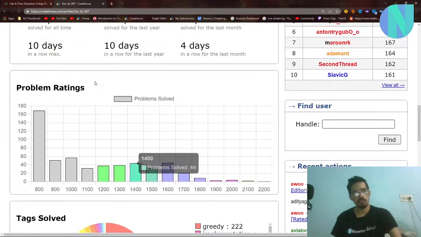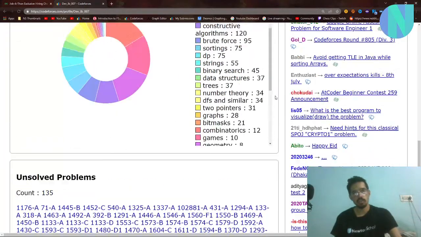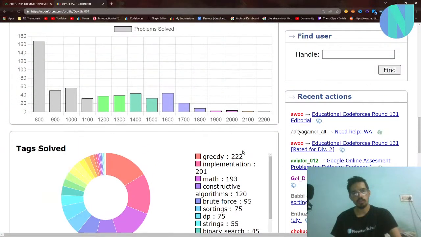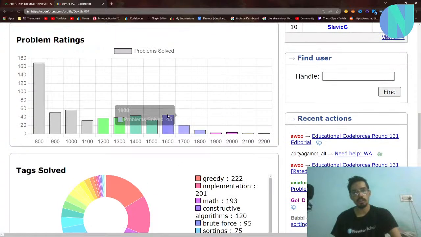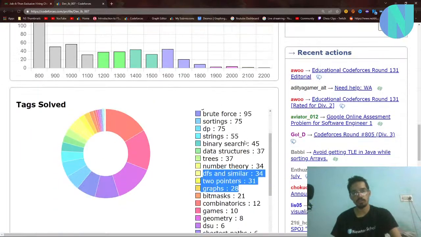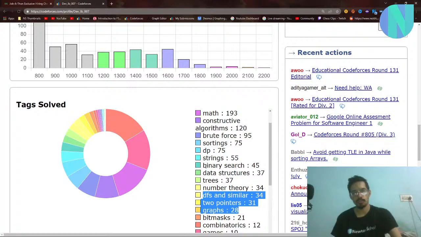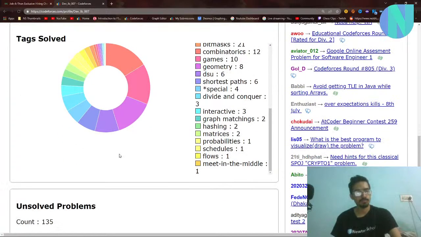Again, you guys are solving around 500 problems, and almost all of them are greedy. 200 greedy, 200 implementation. Try to solve more problems on graphs. You only have 34 problems on DFS, and only about 20 problems on graphs. So you should try to solve more problems on DFS if you want to reach specialist, and try to solve more binary search problems as well.